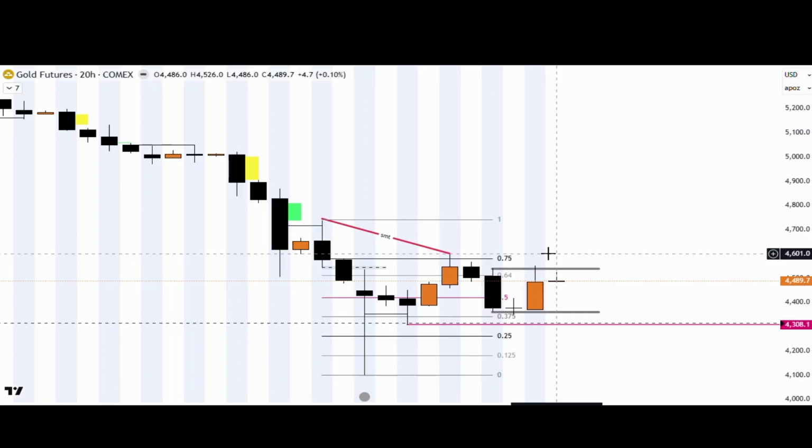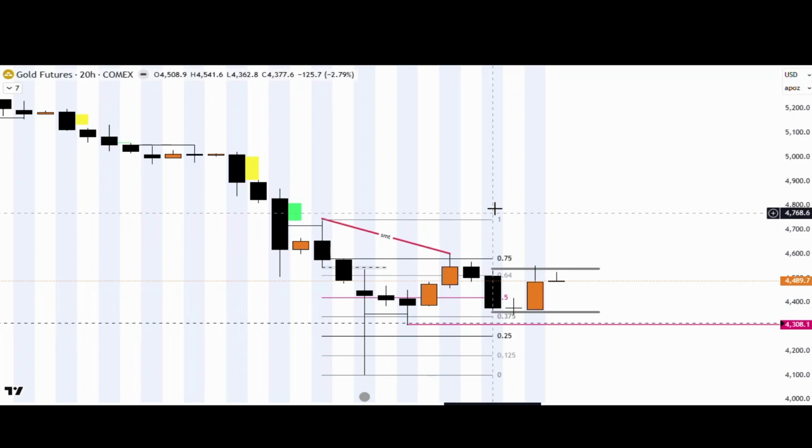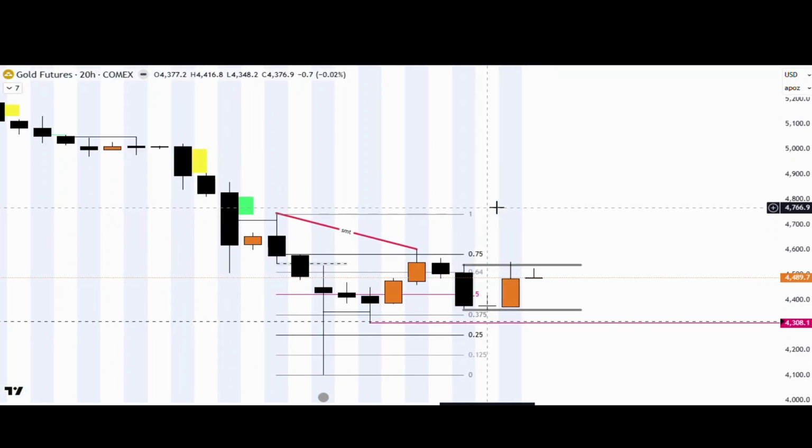But the one thing I like to look for, just one additional confluence, it's not the main thing, is SMT. When price retraces into that fair value gap, right? I am looking for SMT. Between this high and this high, we have an SMT with silver. This is gold, so we have an SMT with silver. Silver makes a higher high, and gold makes a lower high.